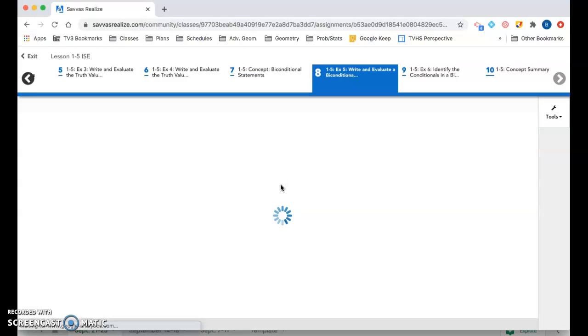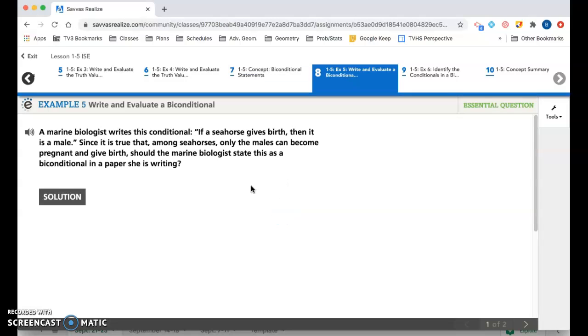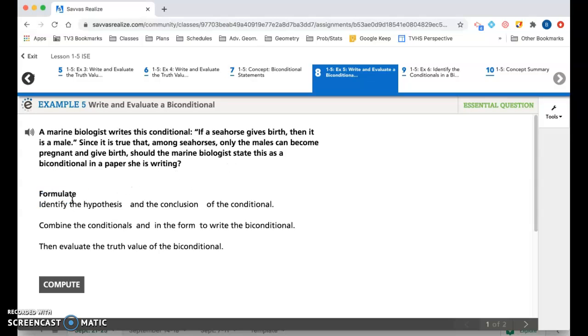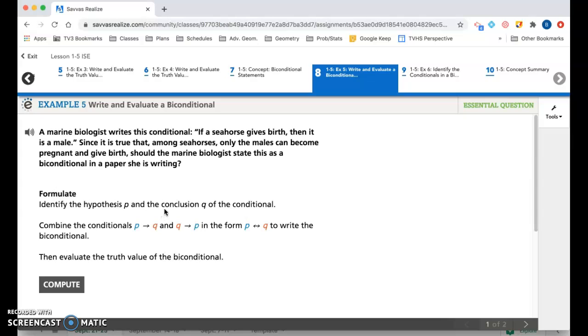So as an example of what one of these might look like, a marine biologist writes this conditional. If a seahorse gives birth, then it is a male. Since it is true that among seahorses only the males can become pregnant and give birth, should the marine biologist state this as a biconditional in a paper she is writing? And so we would identify what our hypothesis and conclusion is, and then combine them in both directions.